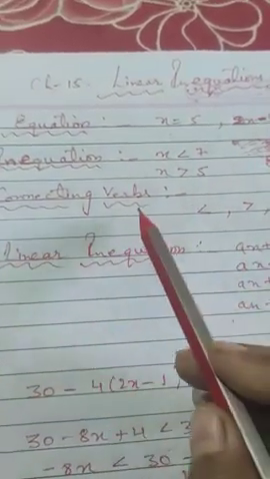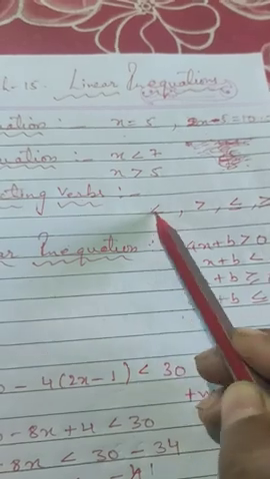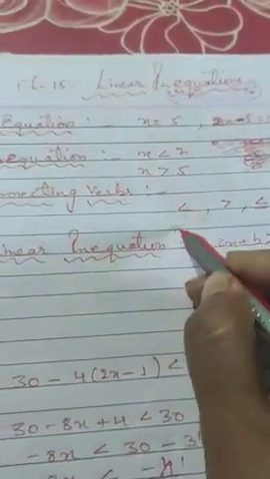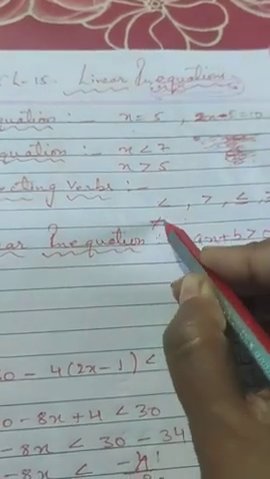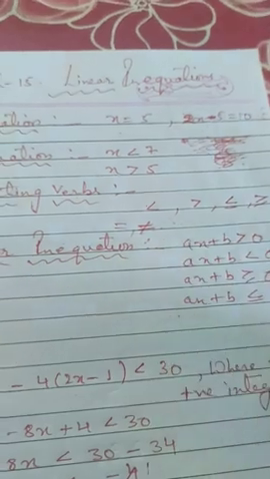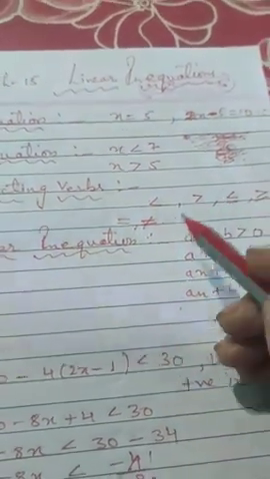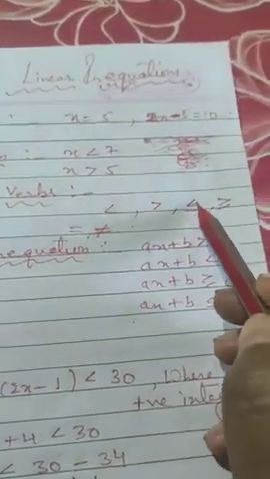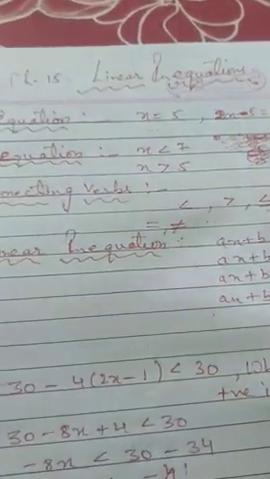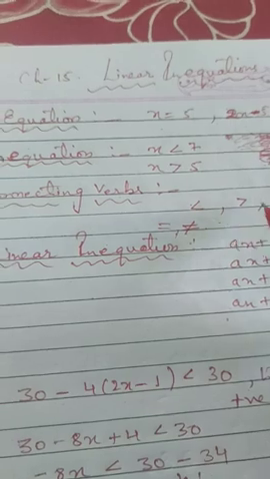Okay. Now what is connecting verb, children? Connecting verb is the symbol greater than, less than, not equal to sign. This is not equal to sign. Okay. Equal to, not equal to, greater than, less than, less than and equal to, greater than and equal to. These are the connecting verbs. These are the symbols.